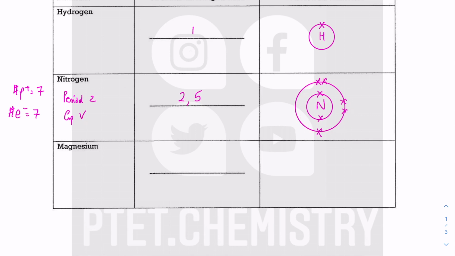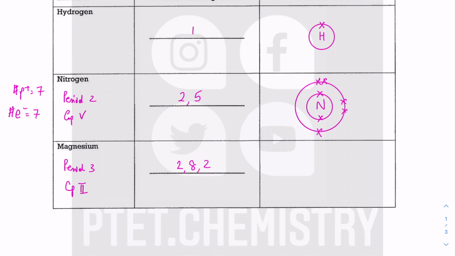Group 5, Roman numeral V. Magnesium is in period 3. It's group 2. It's 2, 8, 2. Have a look in your periodic table. Your first row goes from hydrogen to helium. Lithium all the way to neon is 8 elements, so 8 electrons.